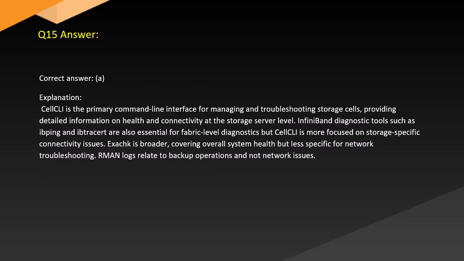Answer. Correct answer. A. Explanation. CellCLI is the primary command line interface for managing and troubleshooting storage cells, providing detailed information on health and connectivity at the storage server level. InfiniBand diagnostic tools such as ibping and iblinkinfo are also essential for fabric-level diagnostics, but CellCLI is more focused on storage-specific connectivity issues. Exachk is broader, covering overall system health but not specific to network troubleshooting. RMAN logs relate to backup operations and not network issues.